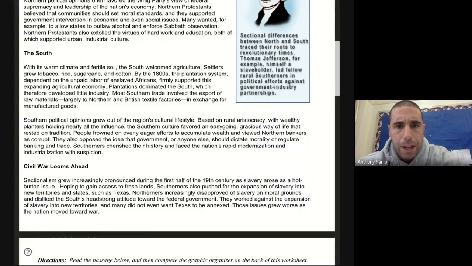Most Southern trade involved the export of raw materials, largely to Northern and British textile factories, in exchange for manufactured goods. Southern political opinions grew out of the region's cultural lifestyle. Based on a rural or farm aristocracy, with wealthy planters holding nearly all the influence, Southern culture favored an easygoing, gracious way of life that rested on tradition. People frowned on an overly eager effort to accumulate wealth and viewed Northern bankers as corrupt. They also opposed the idea that government or anyone else should dictate morality or regulate banking and trade.